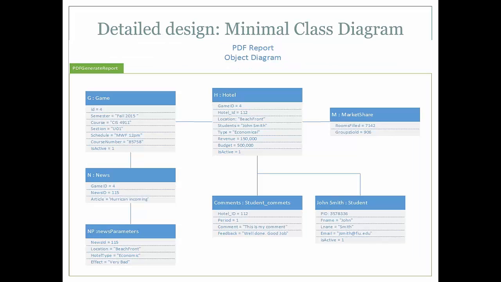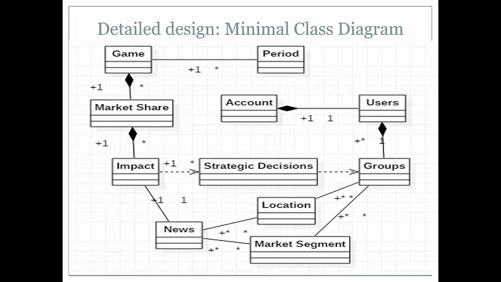Detailed design, minimal class diagram for the PDF generate report. Here we have a game object, hotel object, and market share. For each game, there are different news parameters, and for each hotel, there are different comments for different periods. Here we have a minimal class diagram for the system in general.